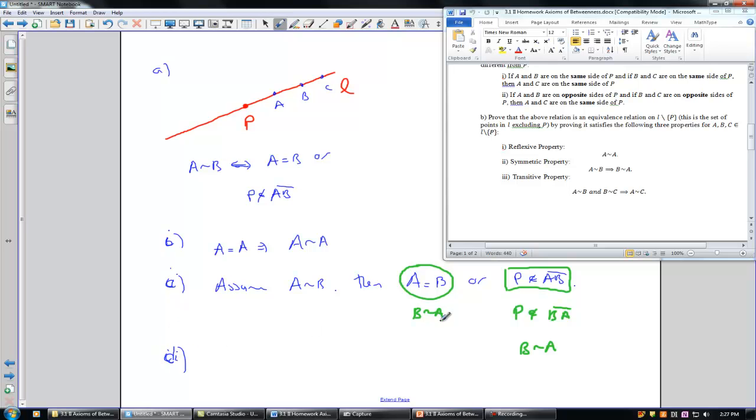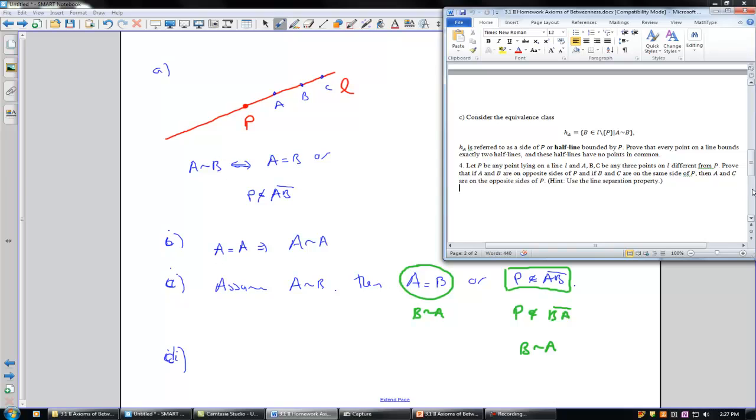The transitive property is the simplest of them all in a sense, because what does this say? Just read it. It says A and B are on the same side of P. B and C are on the same side of P. We want to show that this implies A and C are on the same side of P. But that's just the first statement of the line separation property. So you just say, assume this, then by the line separation property part 1, A and C are on the same side. And you're all done.